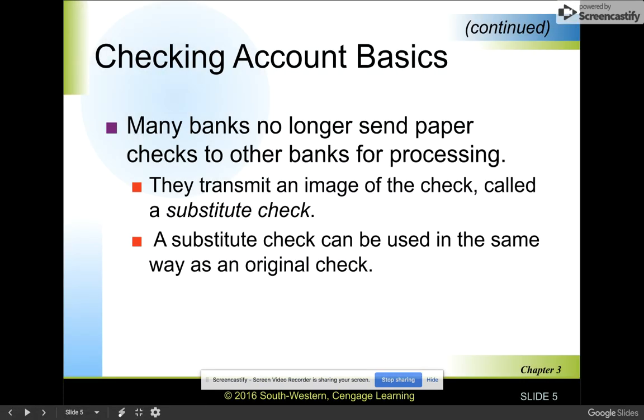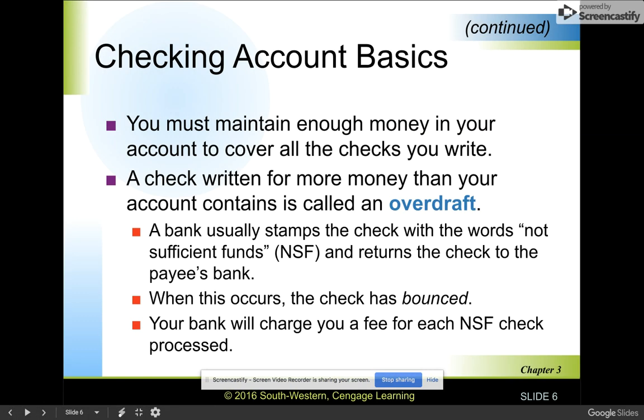I'm going to skip this. One thing to keep in mind too is that you want to be really aware. Next week or maybe later this week, we're going to go through and actually reconcile a checking account. And so there's overdraft fees that come with what they refer to as a bounced check.